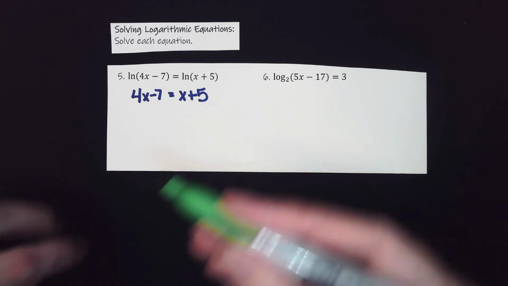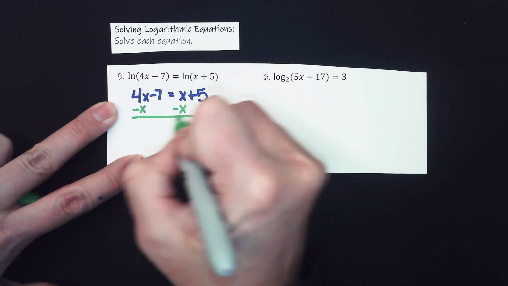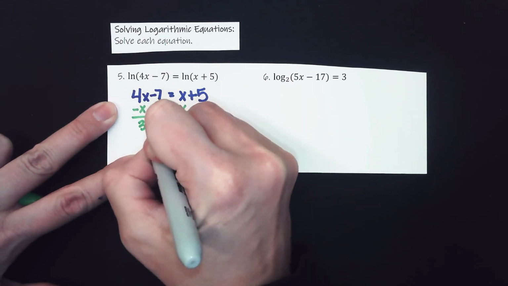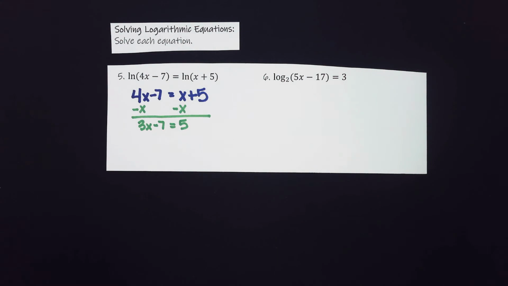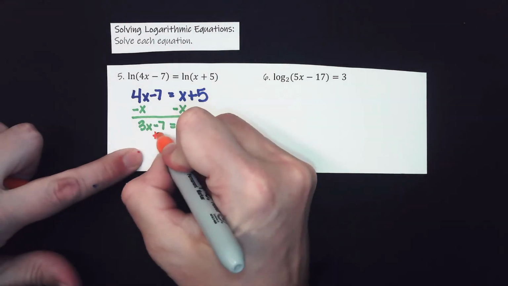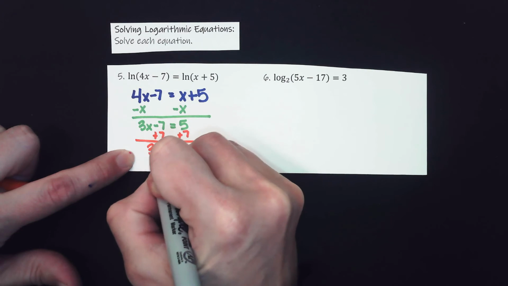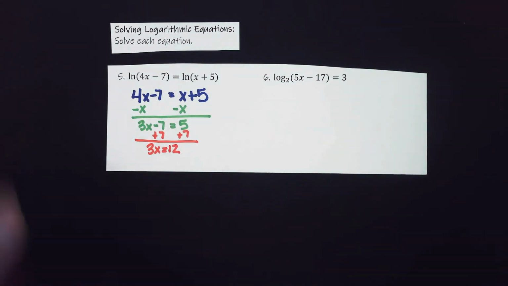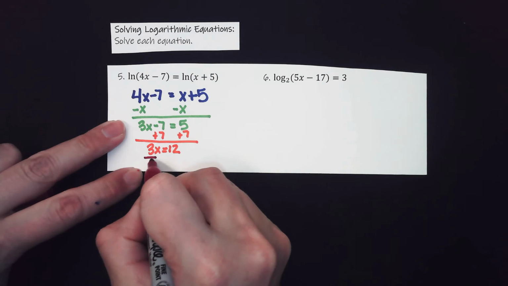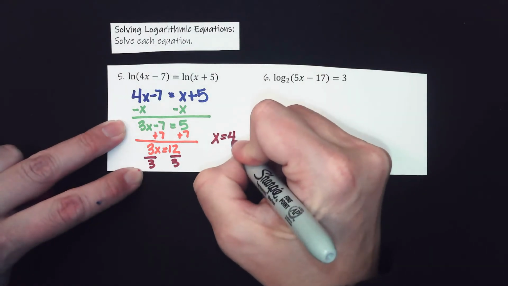So we need to move x to one side, so I'm going to subtract x from both sides. I get 3x minus 7 equals 5. Okay, then I still need to get x by itself, so I'm going to add 7 to both sides. I get 3x equals 12. And then to solve for x, we're going to divide by 3. So I get x equals 4.